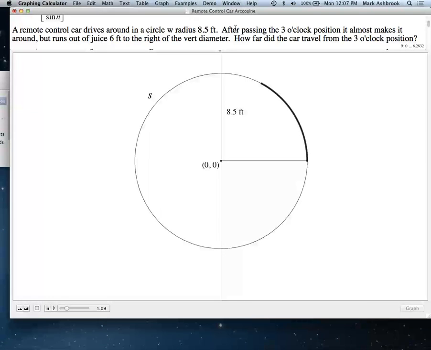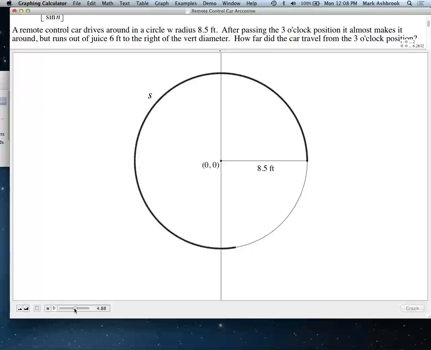Okay, so we've got a remote control car. It drives around a circle of radius 8.5 feet. So here's our radius, 8.5 feet. And we've got this remote control car that can drive around in a circle.